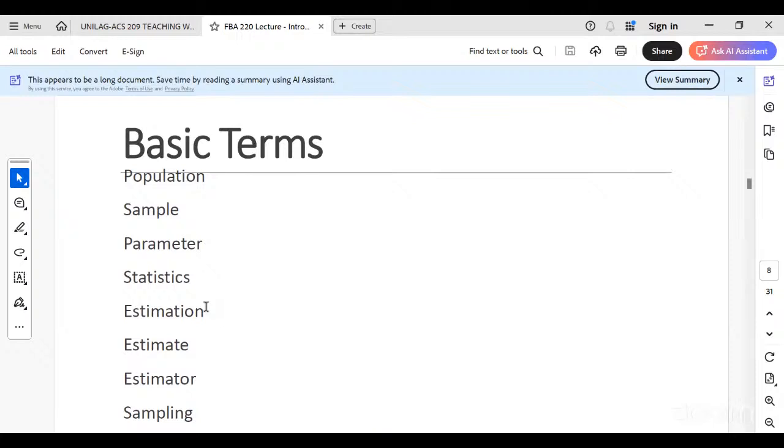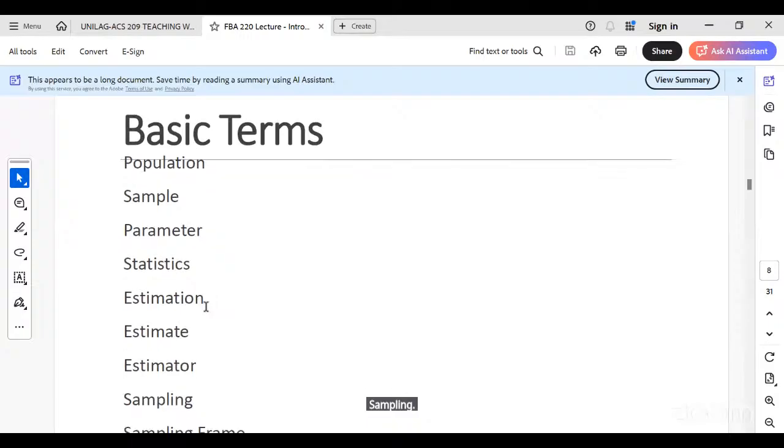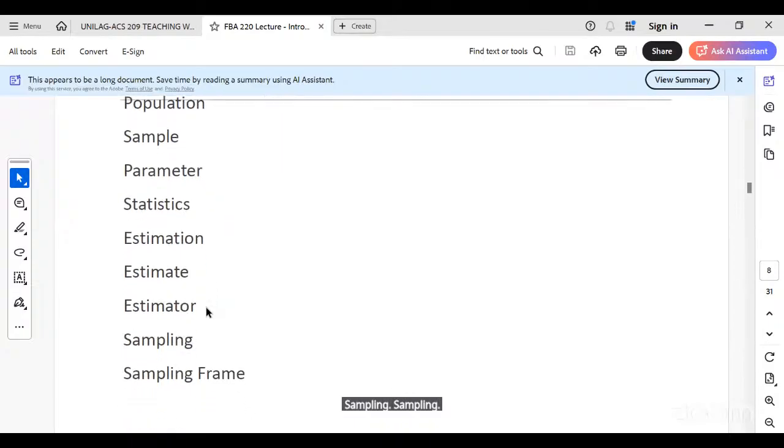Sampling. So sampling is a procedure of selecting a sample from a population. The procedure of selecting a sample from a population is called sampling.